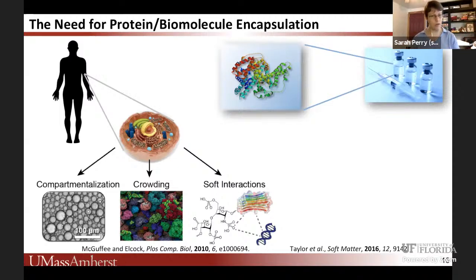But more importantly, if you think about what the environment is in a vial of protein, right, solution of protein on the shelf, it's a very dilute system, aqueous, maybe a little bit of salt. The inside of a cell is extremely crowded.